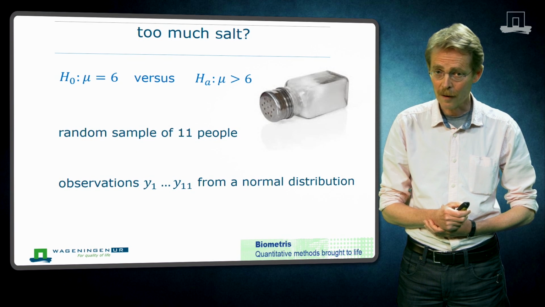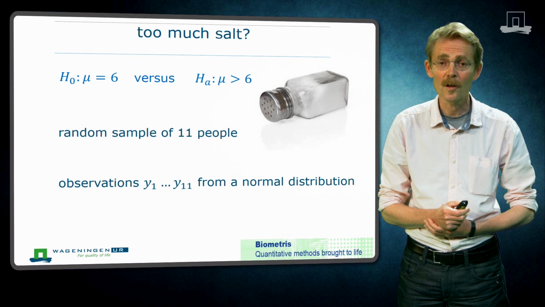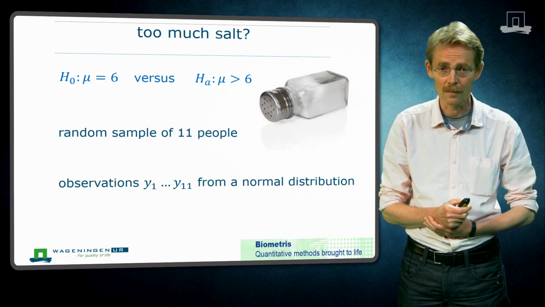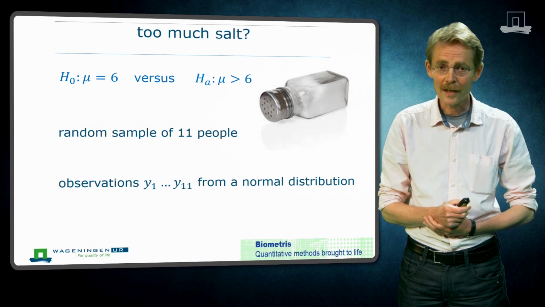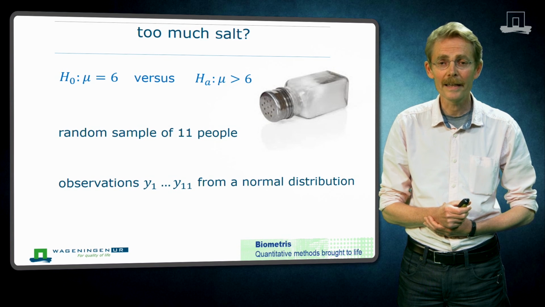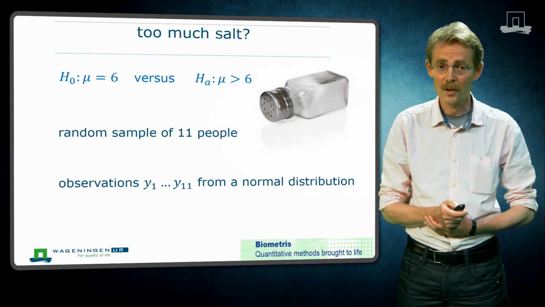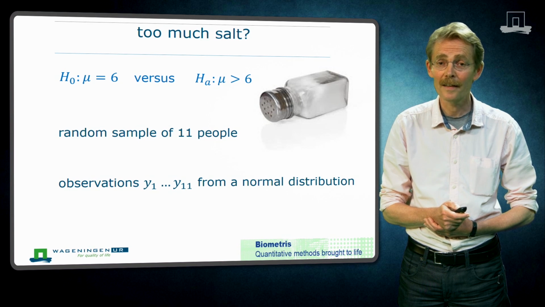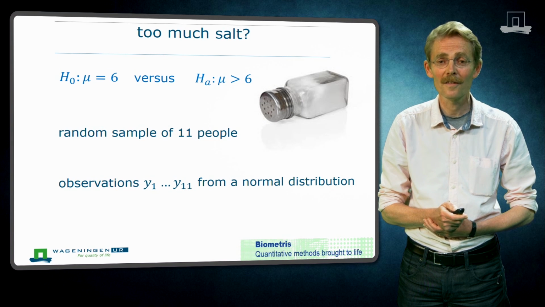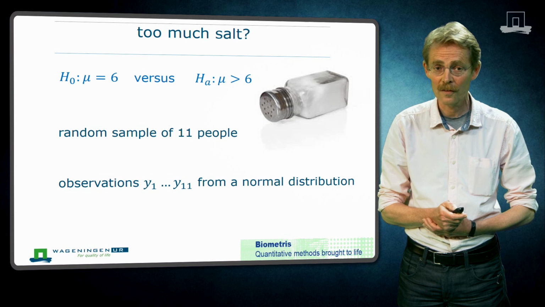For a number of years now, there has been concern in the Netherlands about salt intake of the Dutch people. When you take in more than 6 milligrams salt per day, that's considered to be bad for your health. So it's interesting, for instance, whether on average, mu being the population mean in this case, people in the Netherlands take in more than 6 milligrams of salt. So you see the null hypothesis here and the alternative hypothesis. The alternative hypothesis being our research hypothesis that people take in too much, more than 6.